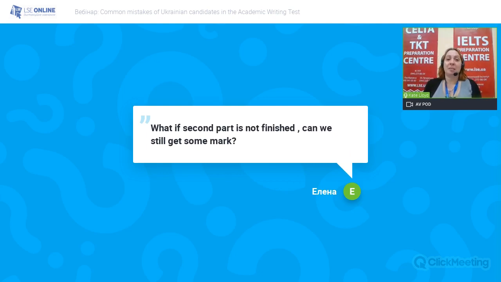Can we still get some mark? Yes. It isn't like some exams where if you don't finish it, it's 0. You still get some marks. You'll get marks for grammar. You'll get marks for vocabulary. You will get marks, but you won't get as high a mark as you want to get. It will be lower because no conclusion, not enough words. There will be some mark. Does that answer your question, Yelena?